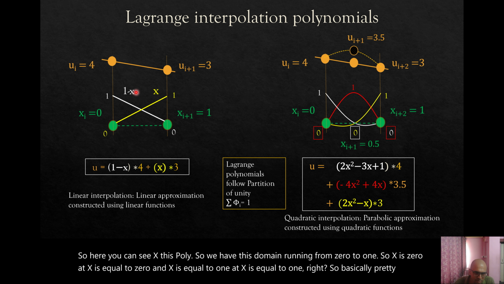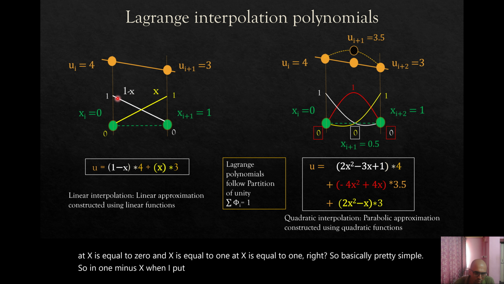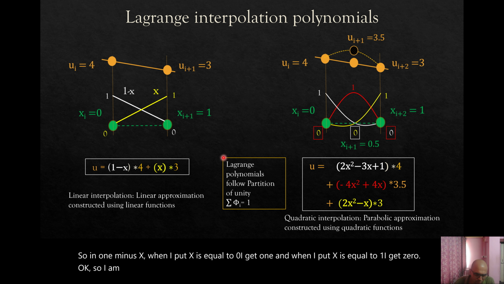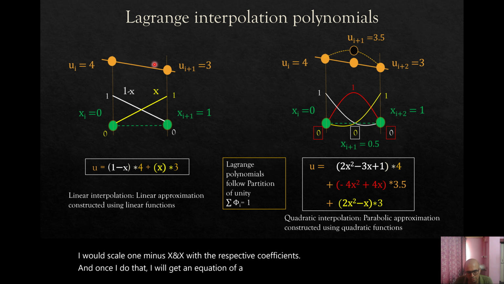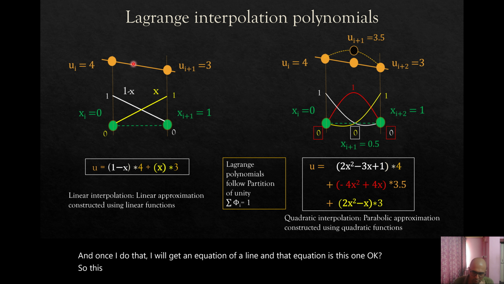So in 1 minus x, when I put x is equal to 0, I get 1, and when I put x is equal to 1, I get 0. Okay, so I'm recovering this partition of unity, and now I would scale 1 minus x and x with the respective coefficients, and once I do that, I'll get an equation of a line, and that equation is this one. Okay, so this is basically a linear interpolation.